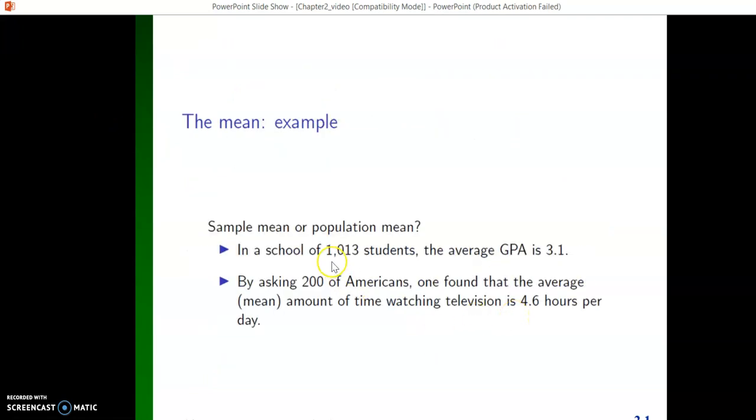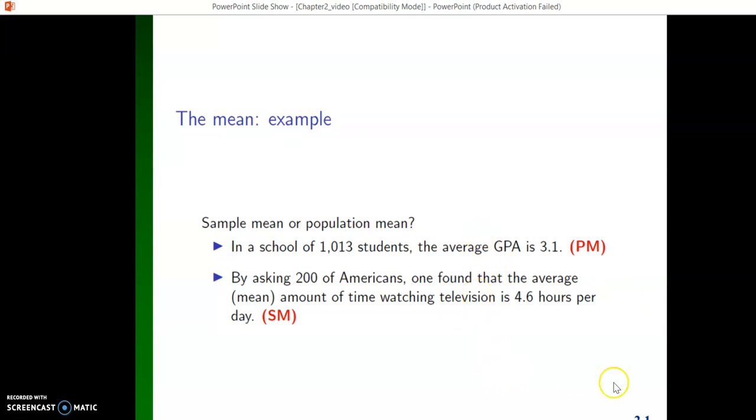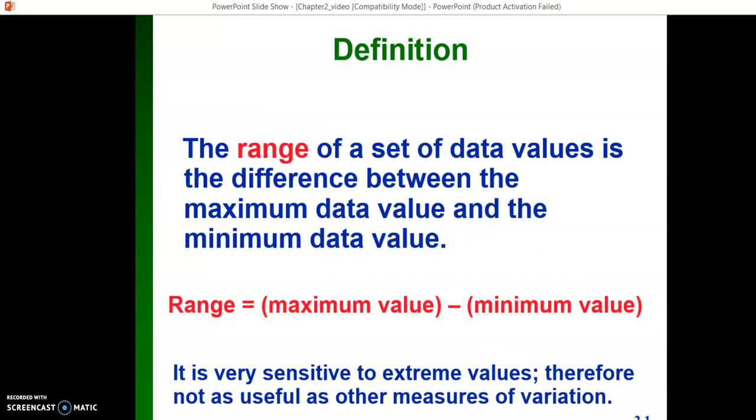Right. In the beginning, we covered sample and population. In the same way, we can find the mean for a sample and a population too. When you read this question, you can identify which one goes under sample mean and which under population mean. So you can see the answers for that.